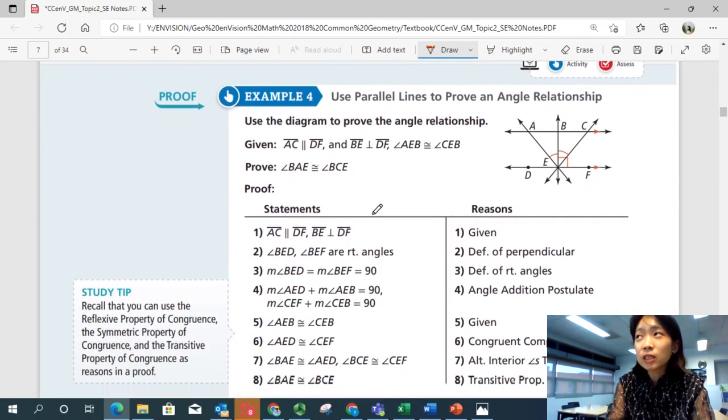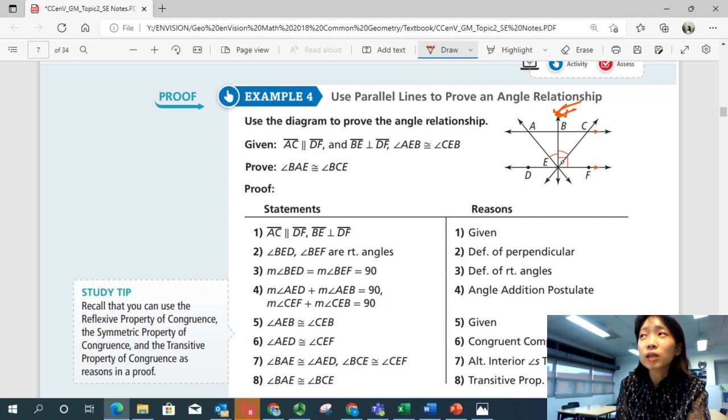All right, example 4. We're going to use parallel lines to prove an angle relationship. So using the diagram, we can prove the angle relationship. We're given that segment AC and DF are parallel line segments, and BE is perpendicular to DF. And we're also given that angle AEB is congruent to angle CEB.